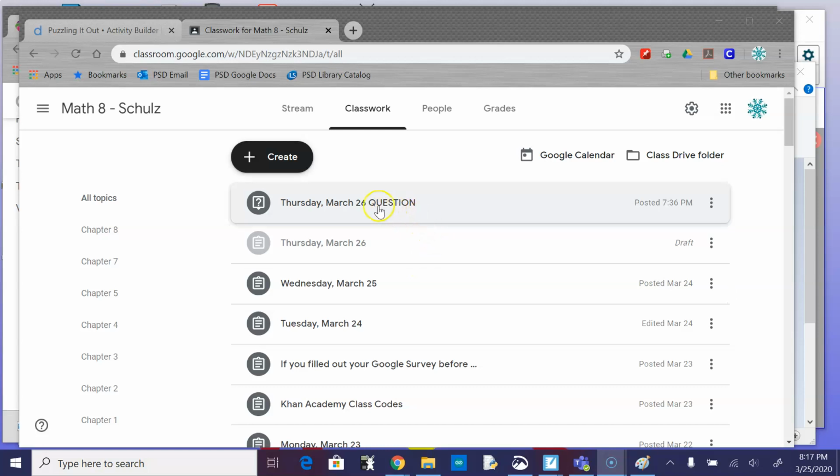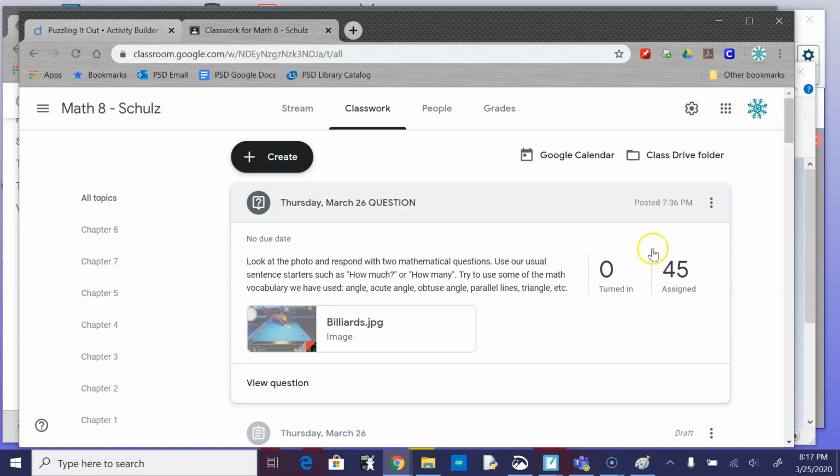Number one, if you go to the stream, there'll be an entry called Thursday, March 26th question, and it has this symbol. So if you click on that, the instructions are look at the photo and respond with two mathematical questions. Use our usual sentence starters such as how much or how many. Try to use some of the math vocabulary we've used, including angle, acute angle, obtuse angle, parallel lines, triangle, etc.